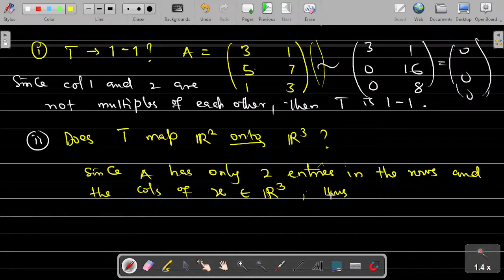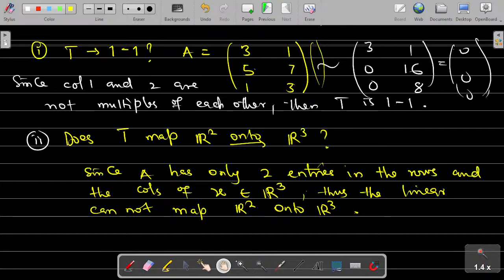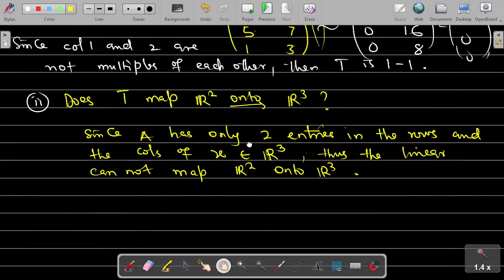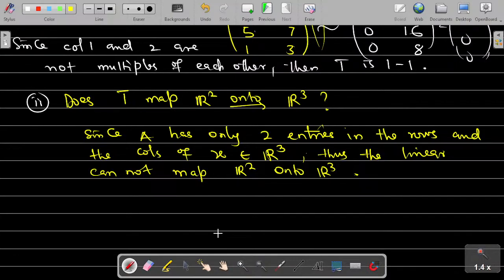So thus you can conclude that the linear transformation cannot map R2 onto R3. So this particular linear transformation can only map R2 to R2, because the rows are 2 entries, so it can only map onto R2. But you can see that from the first point when we saw this, we had seen 3 entries here, so it was looking like it was obvious. That's why you need to check all the possibilities to be able to conclude that something will work or not. Okay, and that is for C.